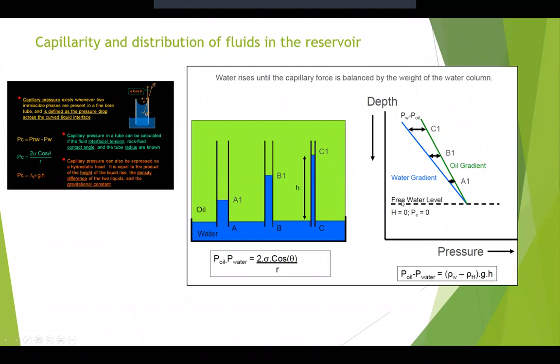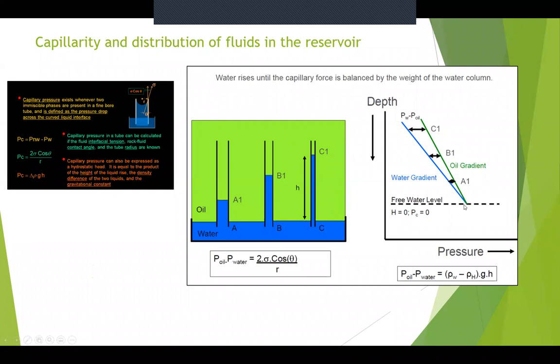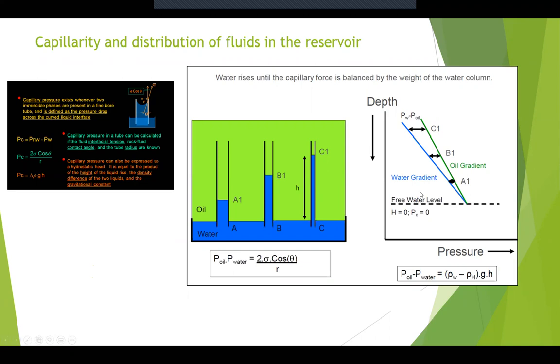So the free water level, as I mentioned, the difference between the oil pressure and water pressure gives us the definition of capillary pressure. We can see it is increasing as we go higher and higher. At the intersection we have zero capillary pressure, because P oil minus P water is equal to zero here. This is the definition of the free water level. Below this point we only have water, we don't have any hydrocarbon anymore. Where the Pc equals zero is what we call the free water level, and when we get higher than the free water level, the capillary pressure increases.